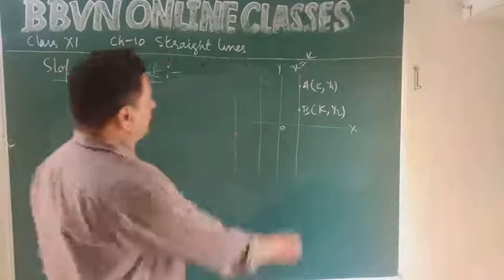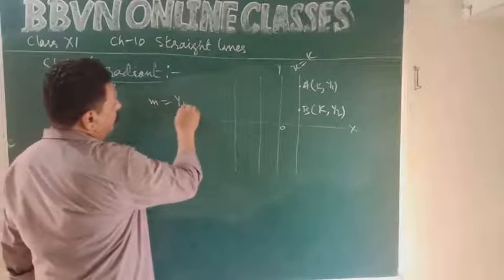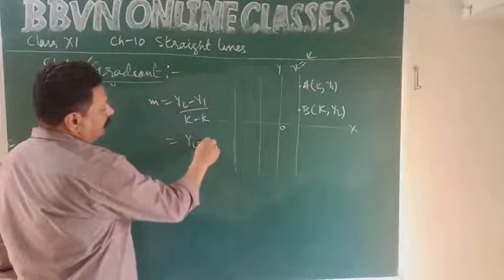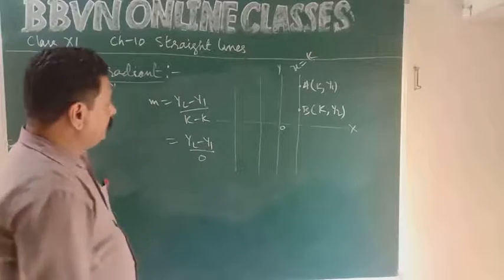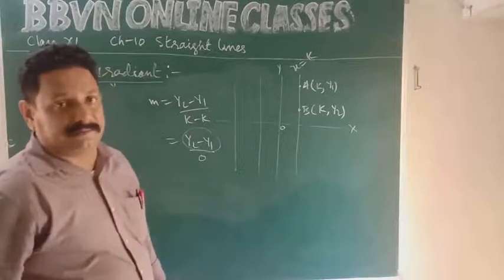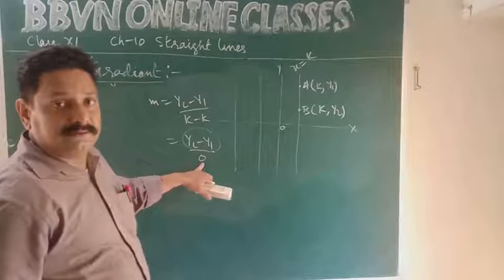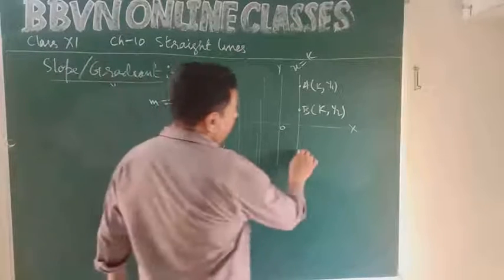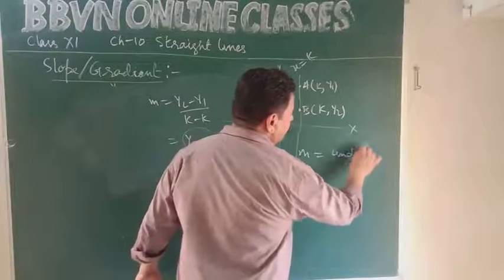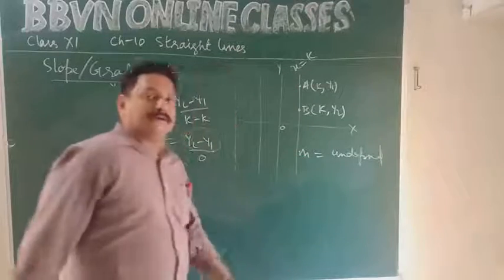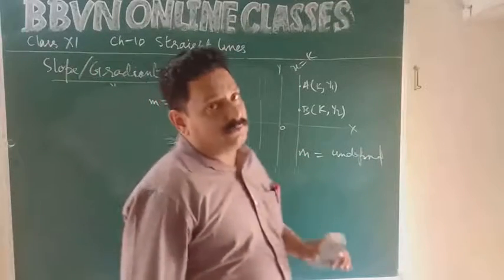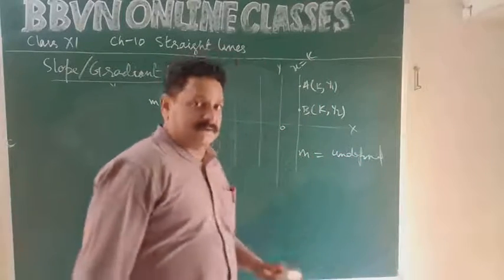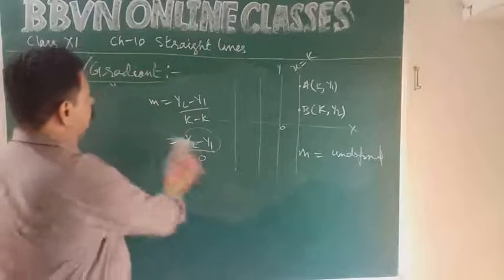So the slope m equal to y2 minus y1 upon x2 minus x1, that is y2 minus y1 upon k minus k, which is y2 minus y1 upon 0. y2 minus y1 is a non-zero positive number upon 0. The denominator is 0, so it is undefined. So slope m is undefined. If a line is parallel to the y-axis, its slope is undefined, and if a line is parallel to the x-axis, its slope is always 0. So this was about slope. Let's move ahead.